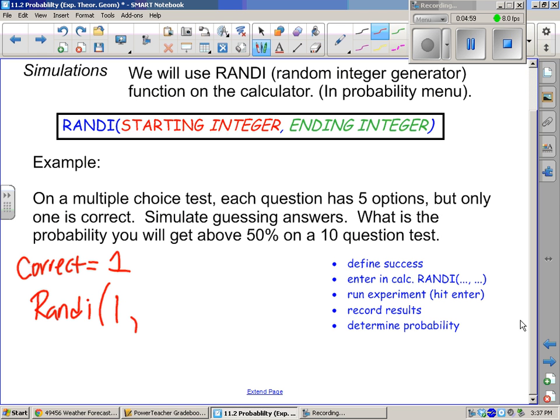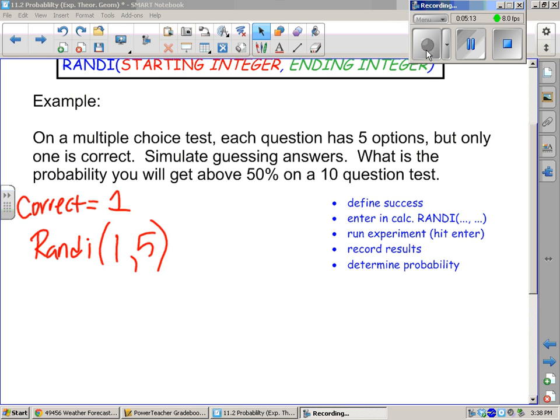1 through 5, because those would represent the 5 options on the test. And when we get a number that is a 1, it's considered a correct answer, and when it is any other number, it's considered incorrect. All right, so let's try it on the calculator.